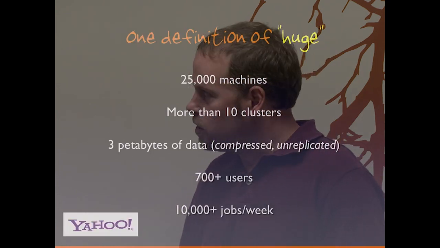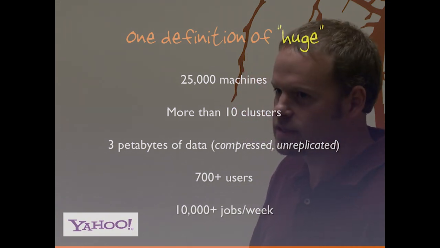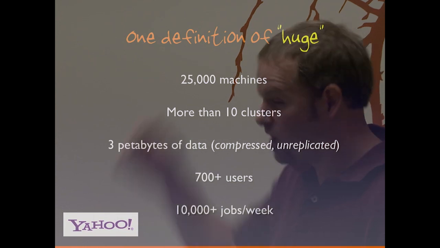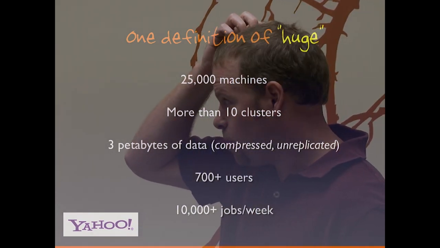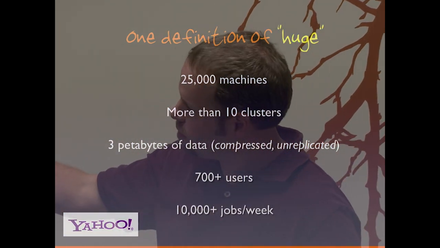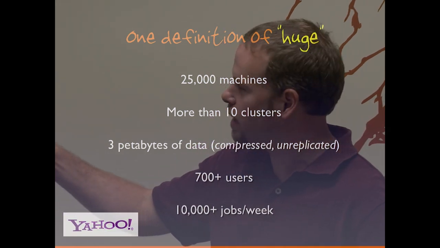So Yahoo's definition of huge is this. I think this is the latest data I could get. 25,000 machines over 10 clusters, 3 petabytes of data. That's 3,000 terabytes. That's compressed and unreplicated data. That means that their compressed data is at least 9 petabytes, 9,000 terabytes.